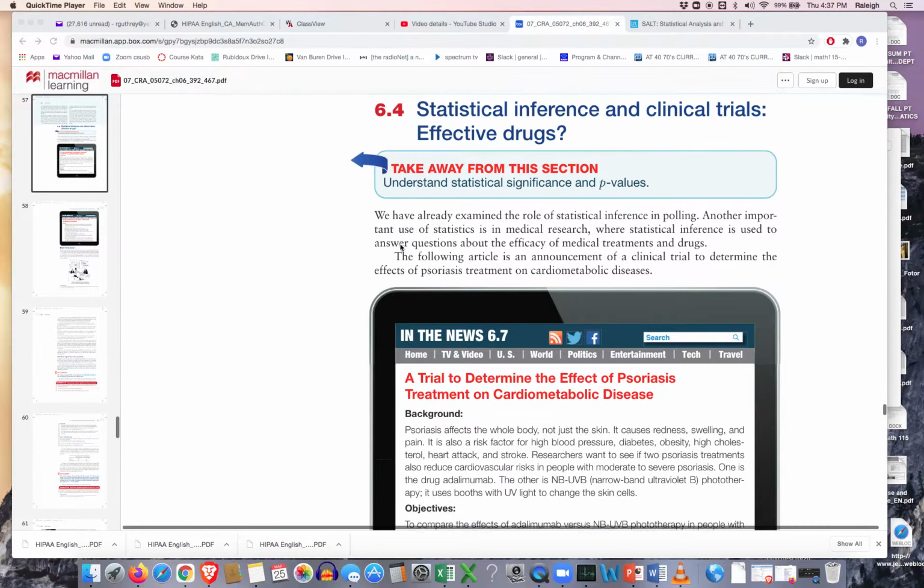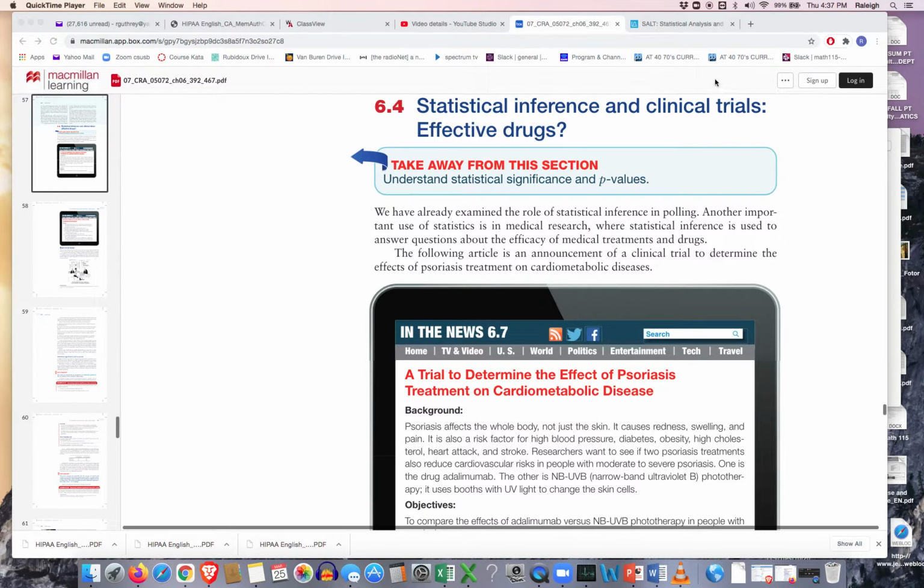Statistical inference is the main part of this, but they use clinical trials and effective drugs, and that's certainly been in the news with COVID-19, obviously. And so they want to try to find the efficacy of a particular drug, or lack of efficacy, its effectiveness. And so they have several things that can be done. I guess I can run quickly through them.